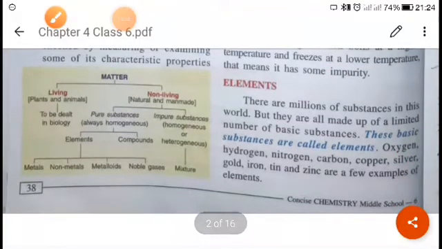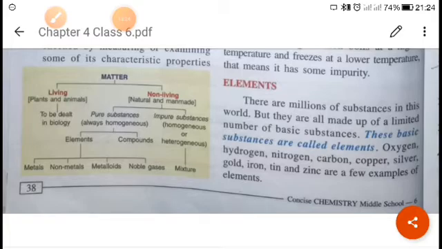Now, when we talk about the elements, there are millions of substances in this world. But they all are made up of a limited number of basic substances, and this basic substance is called an element. Means what? You can see there are loads of substances in this world, but all these substances are made up of some basic elements.